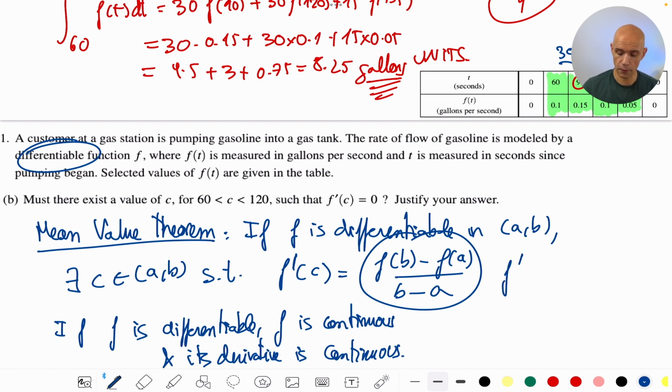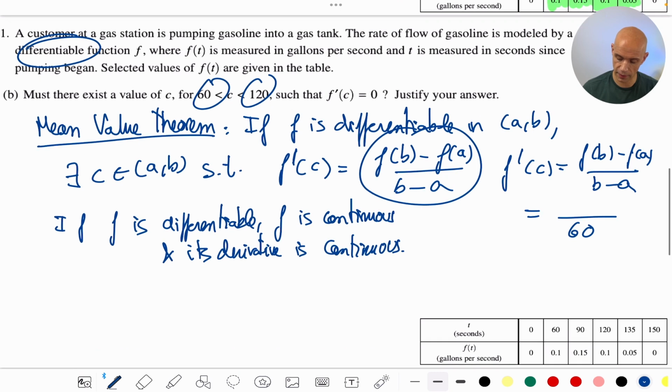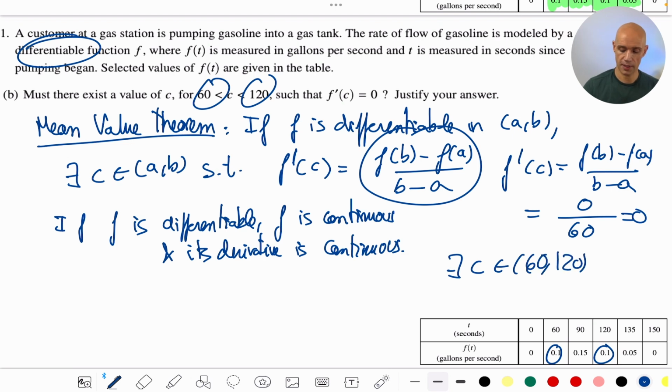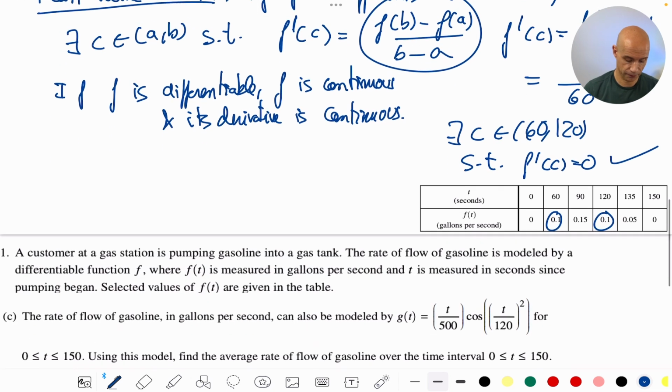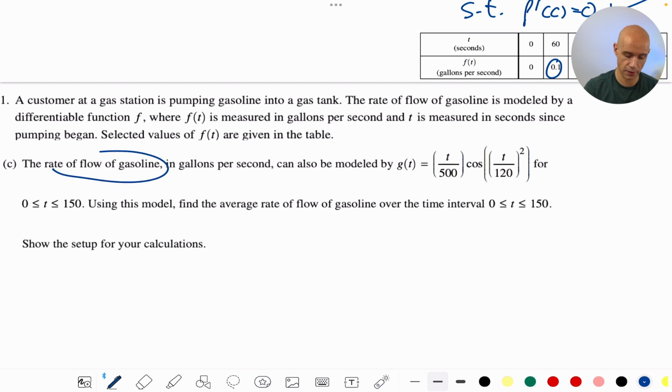So now f prime of c is going to be what's at a and b, these two guys. Remember that in the table, we have 60, and these two have the same value. So this is 0. So that's it. Yes, there is a c between 60 and 120 such that the derivative is 0. Congratulations. Basically it's reversing the rate of flow, maybe from higher to lower. Let's see the next question, maybe it's related to that. Yes, it says that the rate of flow of gasoline can also be modeled.